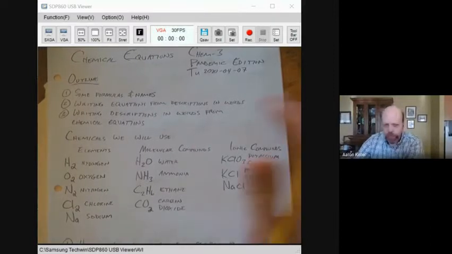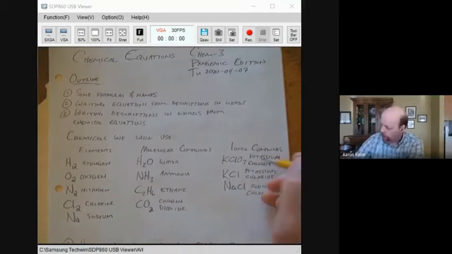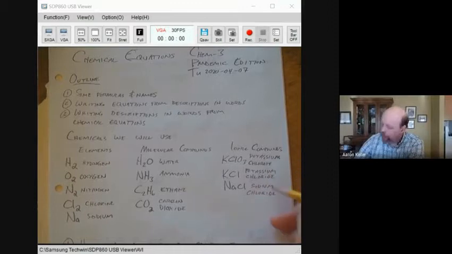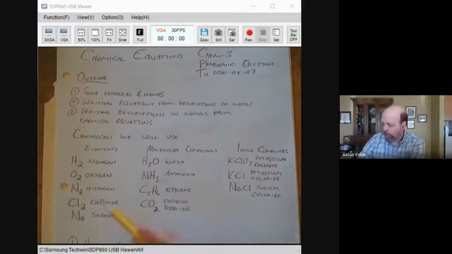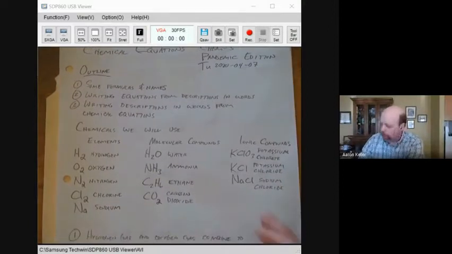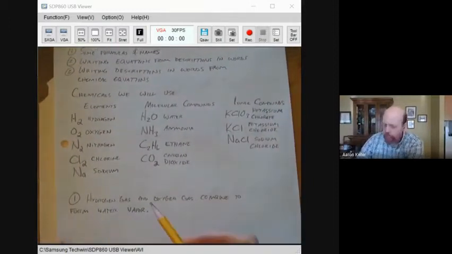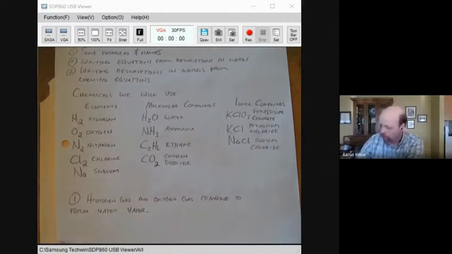We have a couple of ionic compounds that we'll see in some of the chemical equations that I'm going to go through. One of them is potassium chlorate. Another one is potassium chloride. And the last one is sodium chloride, which we may be familiar with. All right, so those are all of the chemical formulas and names of everything that we're going to look at today. Now let's talk about using a description in words, like a story of a chemical reaction, to write down and then balance a chemical equation.